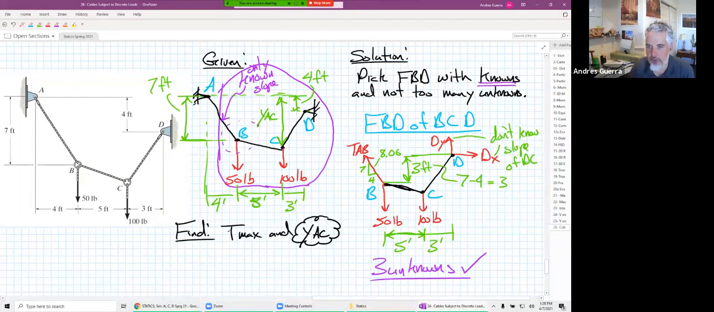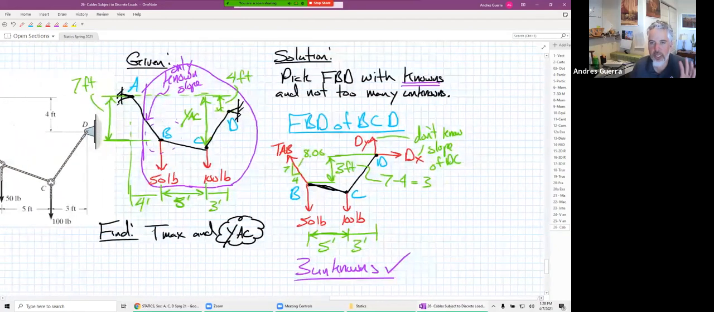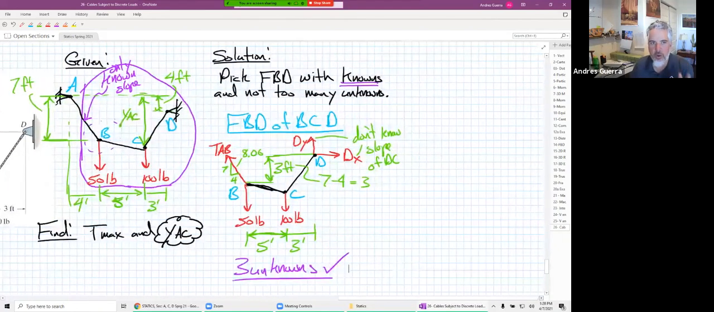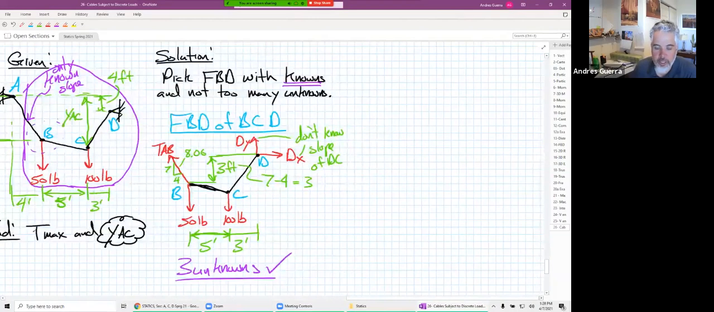If we had cut through another segment, say B to C instead, that would have 4 unknowns because the slope of B to C is unknown. If we started going through and looking at everything, this is our only FBD for this particular problem that only has 3 unknowns. Okay, so now that we have an FBD with 3 unknowns, we can start to solve for our unknowns.